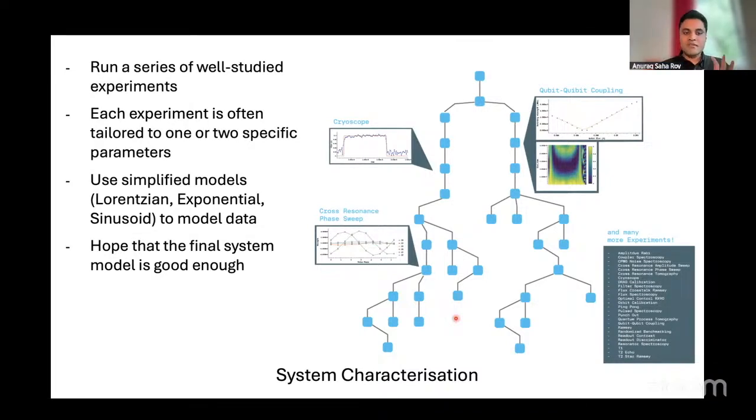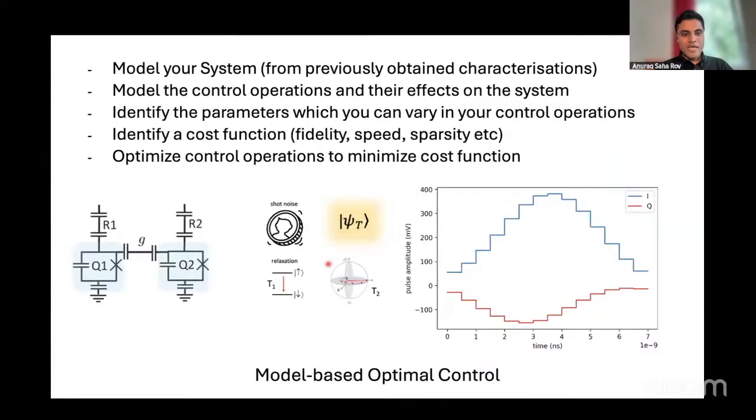And then you fit some very simplified models like an exponential or a sinusoid to that data. You can see some of this data here. It's a sinusoid or a square pulse or an exponential, things like that. And then you hope that this model is good enough. What you do next is that, okay, now you have a model of your system, and you have some parameters that you have learned about the system, so some frequency and other parameters.